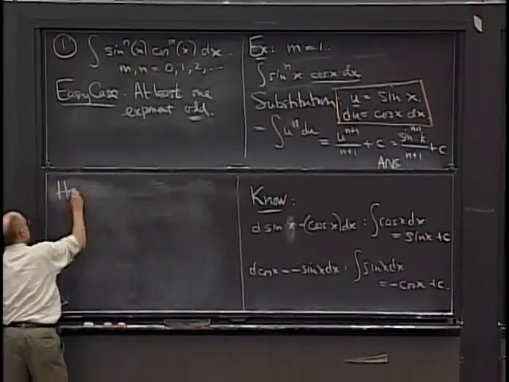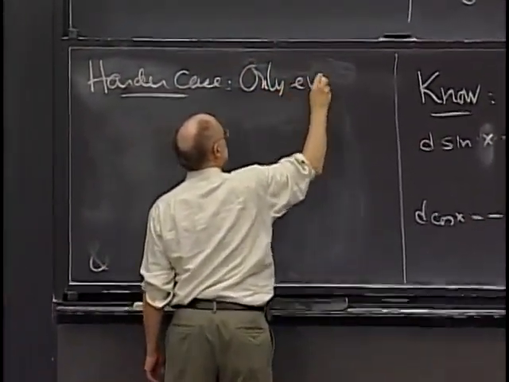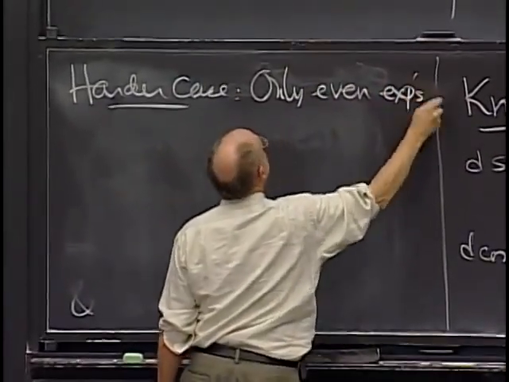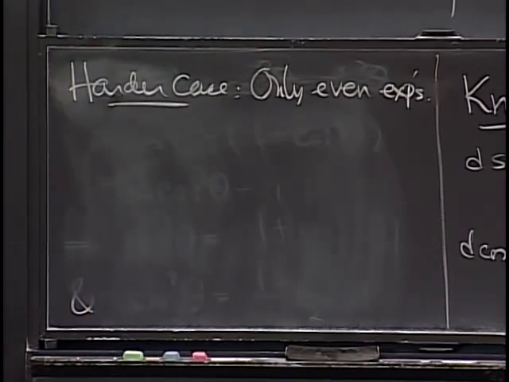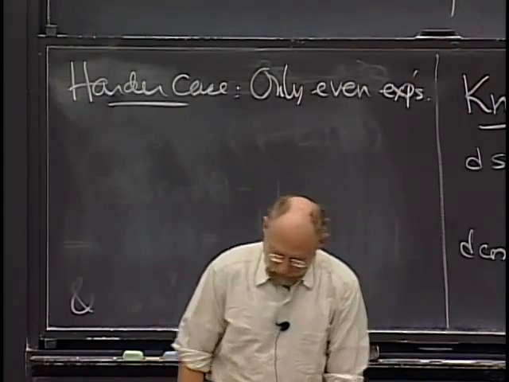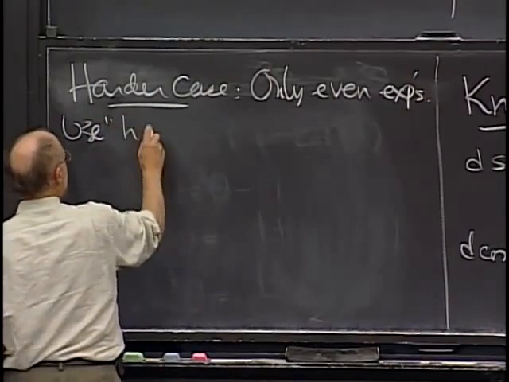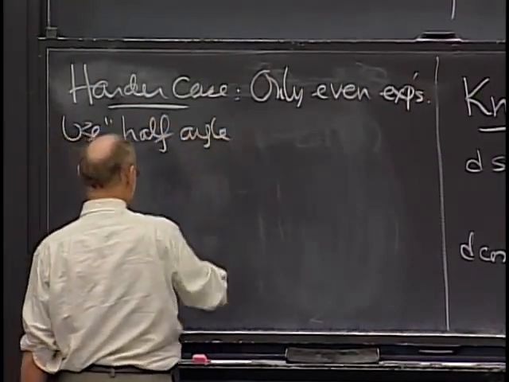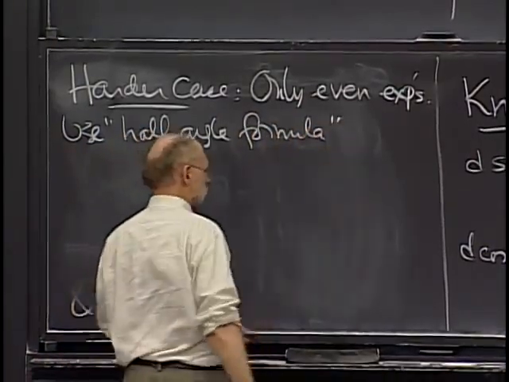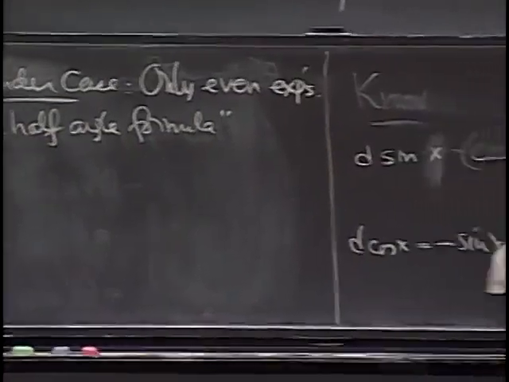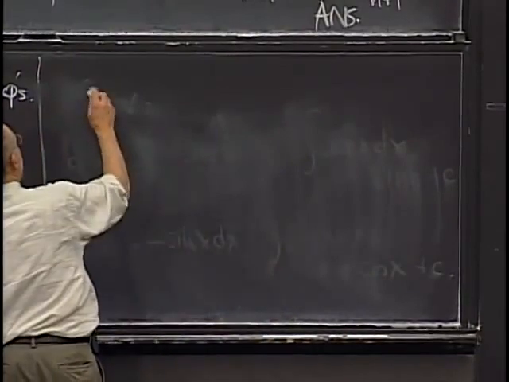So the harder case is when there are only even exponents. I'm still trying to integrate the same form, but now all the exponents are even, so we have to play some game. And here the game is use the half-angle formula, which I've just erased very sadly on the board here. Maybe I'll rewrite them over here so we have them on the board. I think I remember what they were.